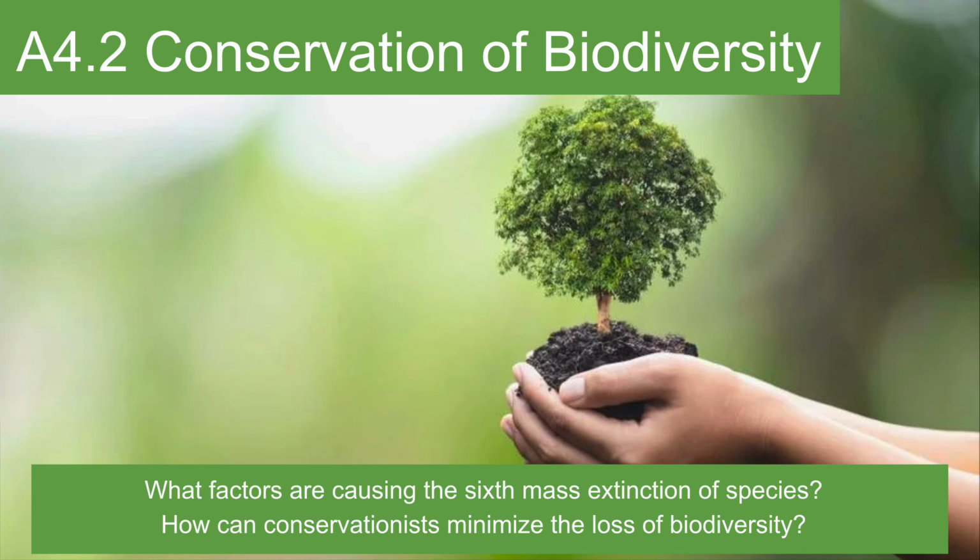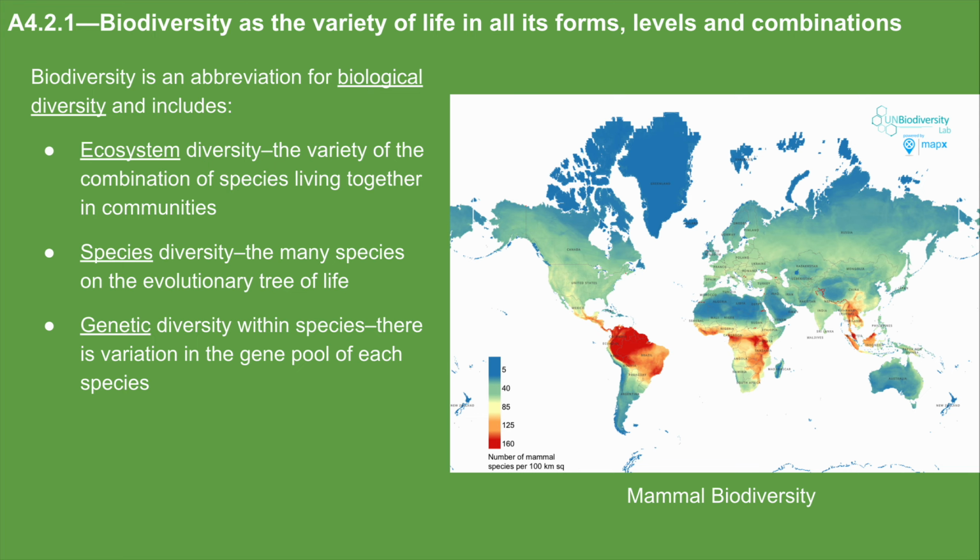This is A4.2 Conservation of Biodiversity for the new IB Bio curriculum. Our two essential questions are: what factors are causing the sixth mass extinction of species, and how can conservationists minimize the loss of biodiversity? Let's get started.